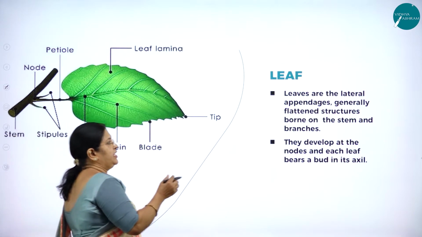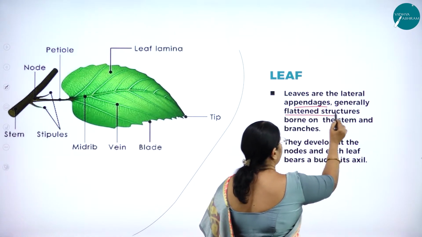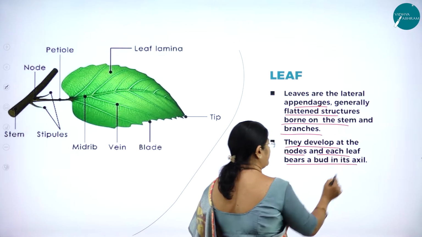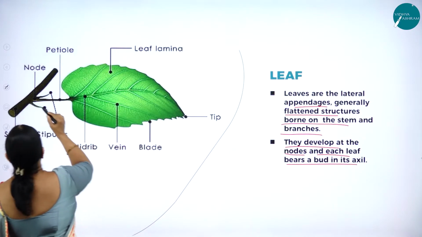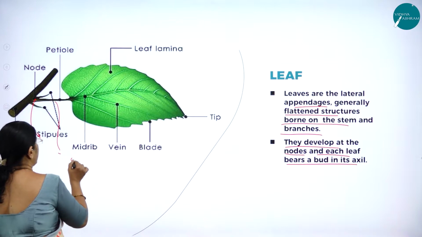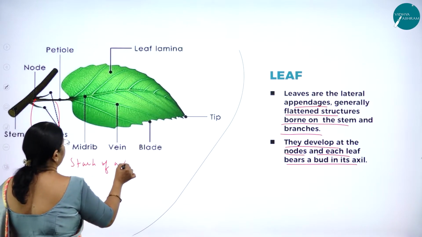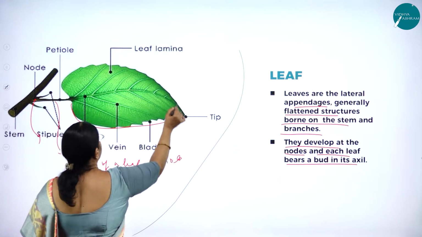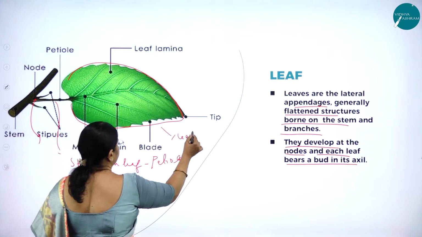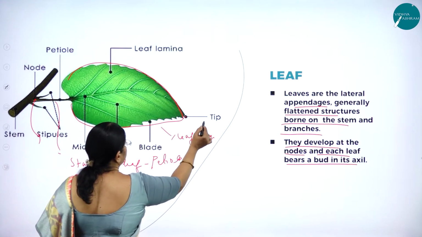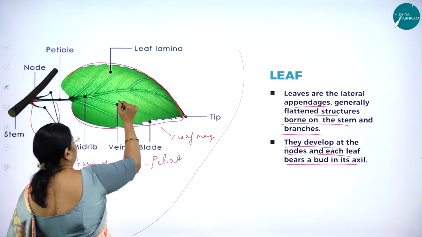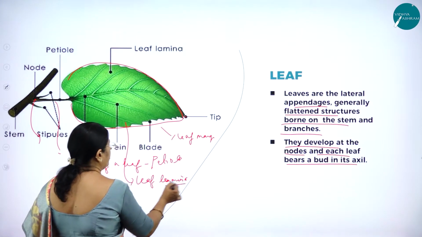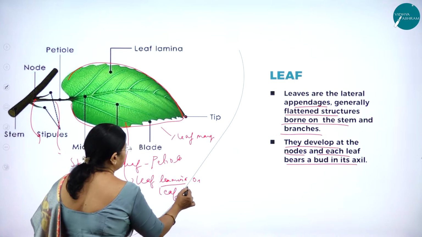So what is a leaf? Leaves are the lateral appendages, generally flattened structures borne on the stem and the branches. They develop at the nodes and each leaf bears a bud in its axil. So here you can see the stalk. The stalk of a leaf is called petiole, and you can see this is the leaf margin, and here you can see the tip, and this whole surface of the leaf is called leaf lamina, or otherwise called leaf blade.